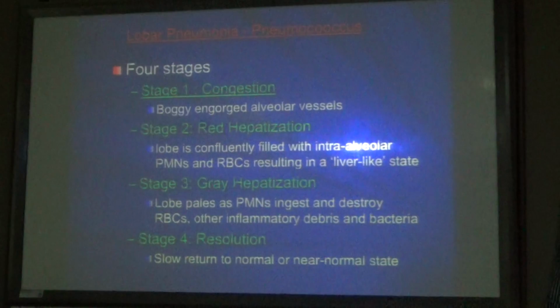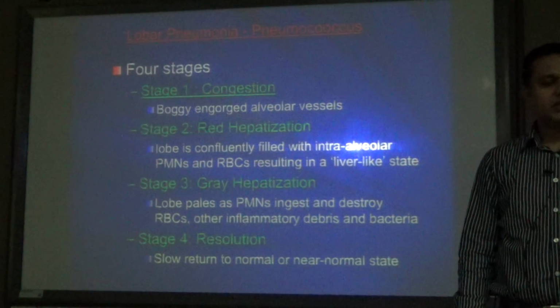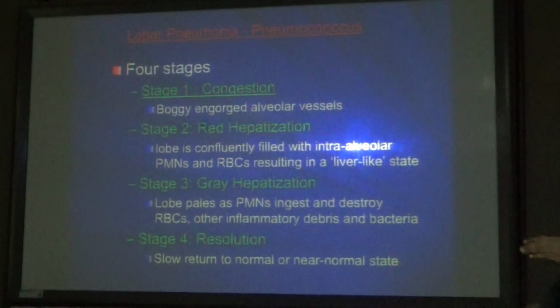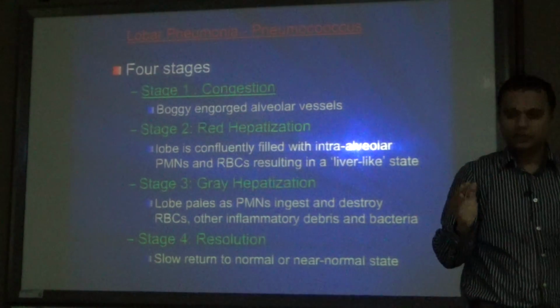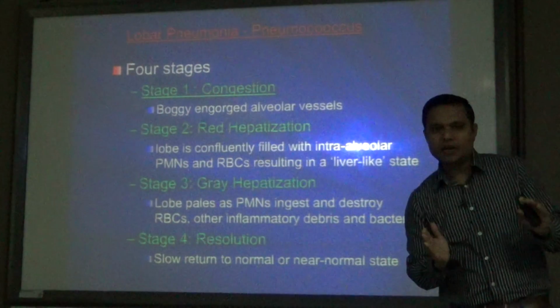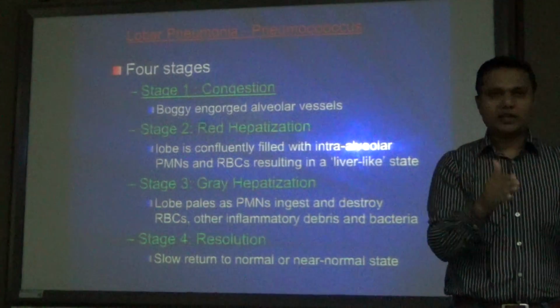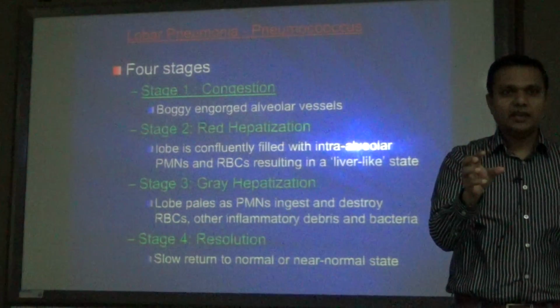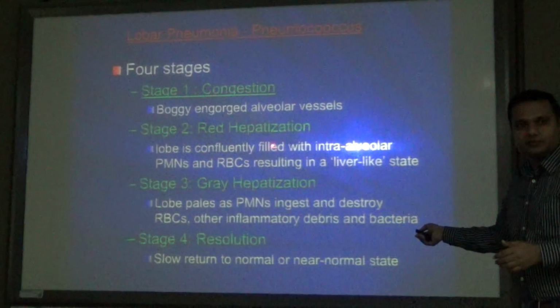Now, I told you there are 4 stages: the stage of congestion, red hepatization, grey hepatization, and resolution. These are the 4 stages that take place in lobar pneumonia. Stage of congestion is nothing but boggy, engorged alveolar vessels due to infection. After the infection in the alveoli, there will be alveolar edema, followed by the nearby vessels releasing neutrophils and RBCs inside the alveoli. Because of the huge collection of red-colored RBCs, it becomes red. That's why it is called red hepatization.